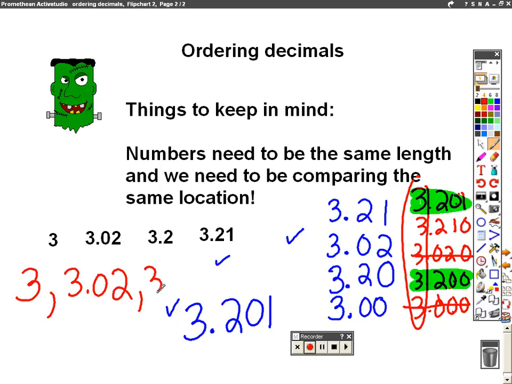So 3.2. And notice I didn't write 0, 0 because my original said 3.2. So when I'm filling out a test, I want to keep it in the original numbers. I don't want to write the adjusted number. Okay, so we took care of that one. And now we're going to write the 3.201, which is the number I added into the group. And that leaves us with one last number. 3.21. I hope this made sense for ordering decimals. Good luck.